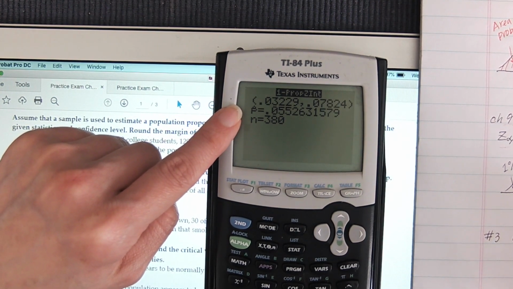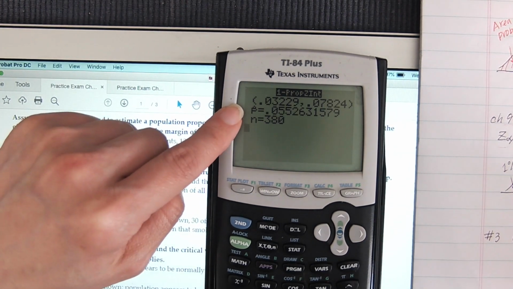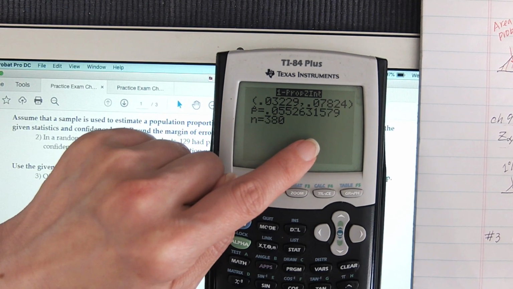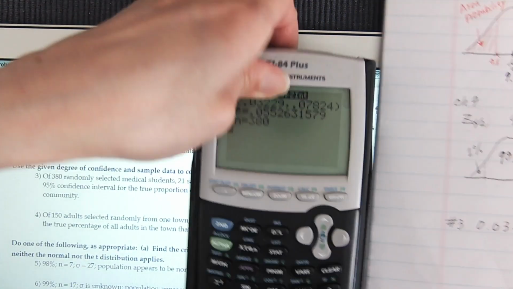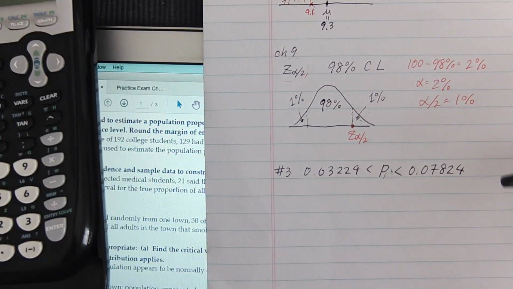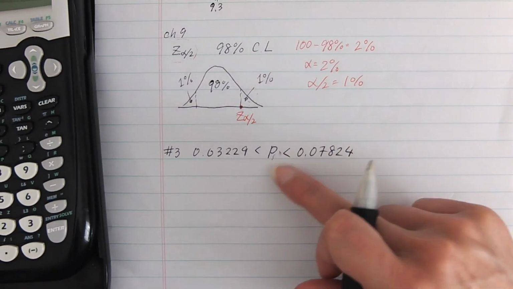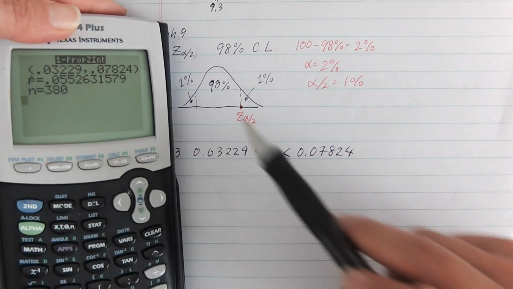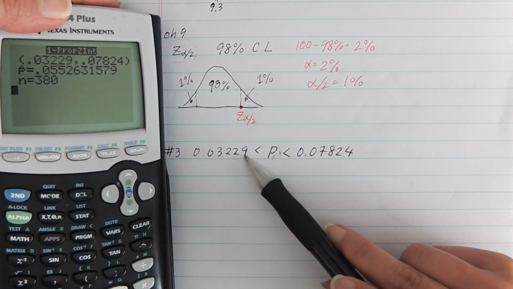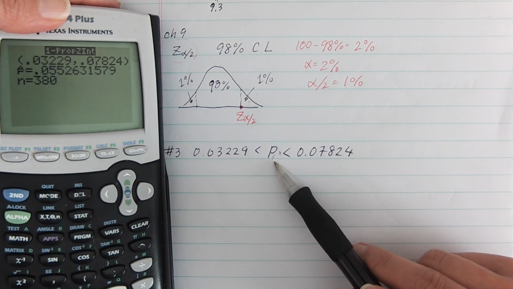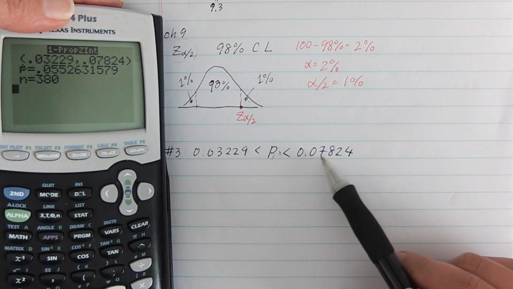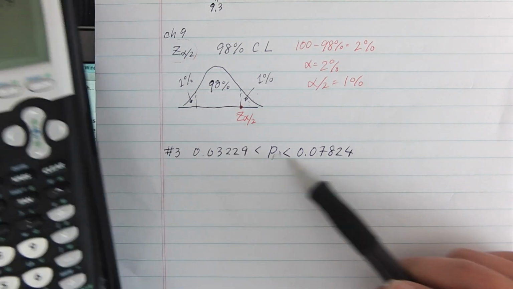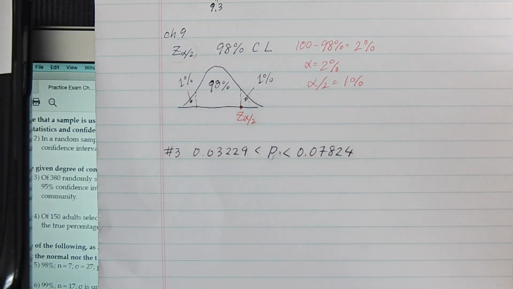0.03229. It's a proportion P. Then 0.07824. Okay. Here it is, can you see that? That's the way you write it. So here's my left side number, 0.03229. And then it's a confidence interval for the P proportions, and 0.07824. So that's the confidence interval. Number 3.